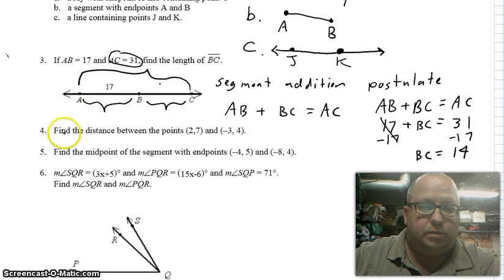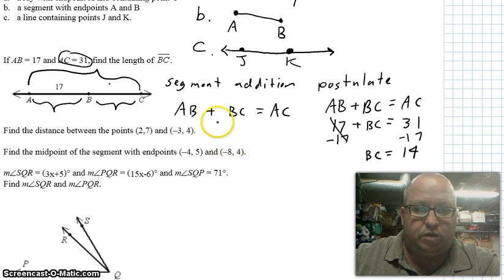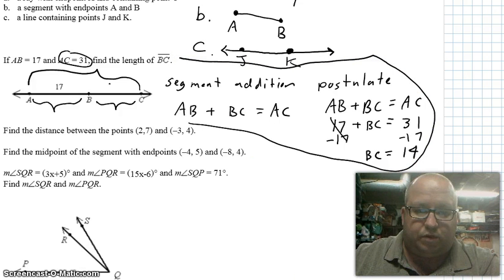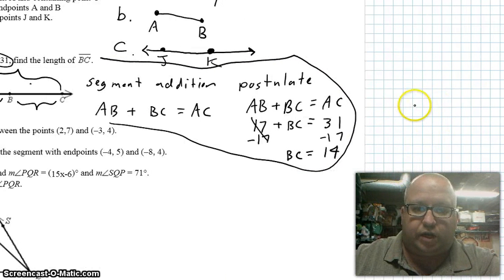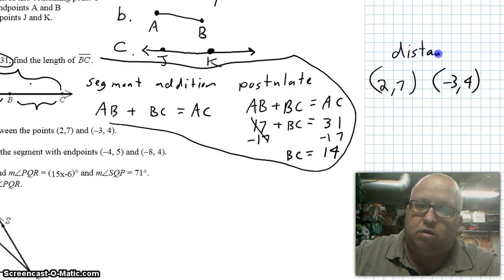All right. Find the distance between the points (2, 7) and (-3, 4). Well, let's see. I'm kind of running myself out of room here. So I'm going to leave that stuff up there. And I'm going to do this one off in the margin so I can get back on track here. I've got (2, 7), (-3, 4). And if I remember correctly, it wants the distance. Well, the distance formula looks like this.